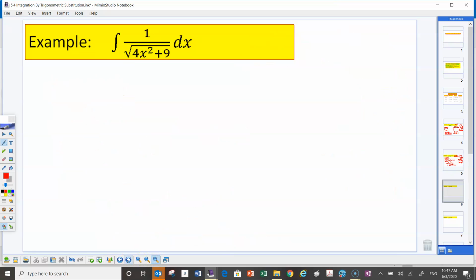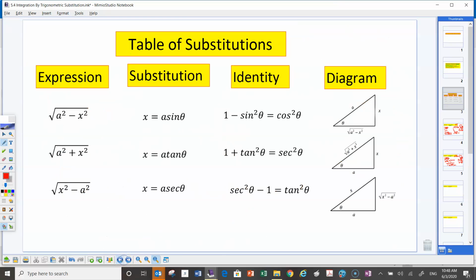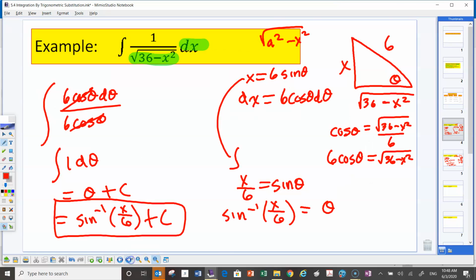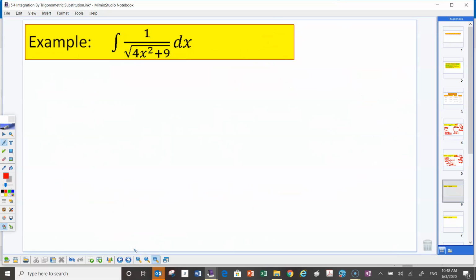Okay, in our next example, we are going to take a look at the square root of 1 over 4 plus x squared. And 1 over 4 plus x squared follows the pattern of, if we look back at our table here, my second row. So, in this particular case, I have 2x, because the square root of 4x squared is 2x, is equal to 3 tan theta.